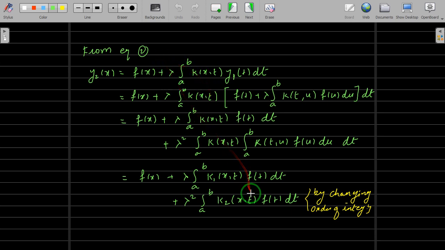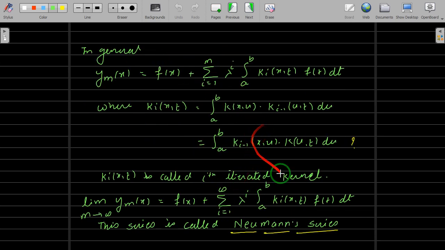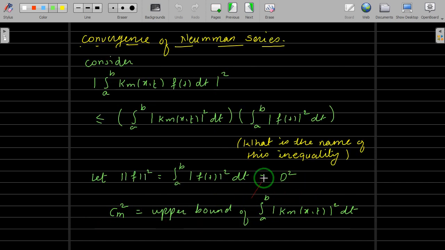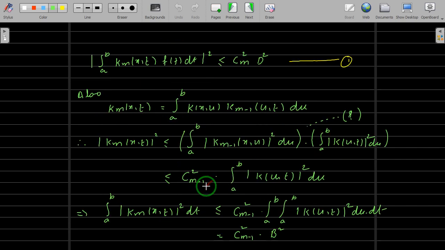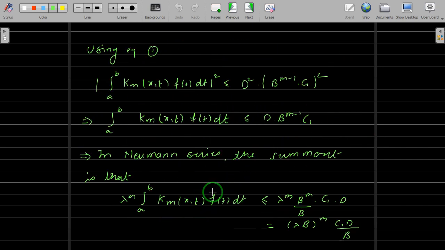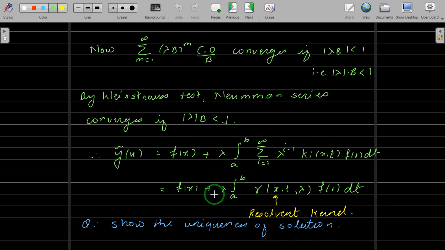And after some simplifications, we got one series, and this series is called the Neumann series. So the question of this approximation reduces to checking whether this series converges or not. If this series converges, then you will get the solution by approximations. And then we have seen the convergence of the Neumann series. By using the Cauchy-Schwarz inequality and some calculations, we managed to show that the Neumann series converges.